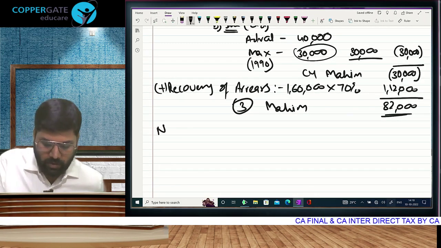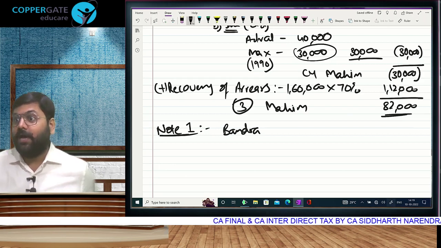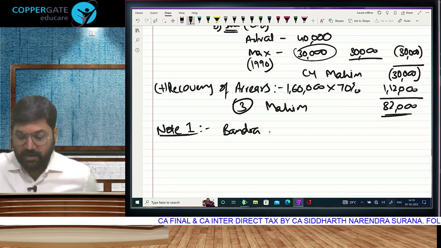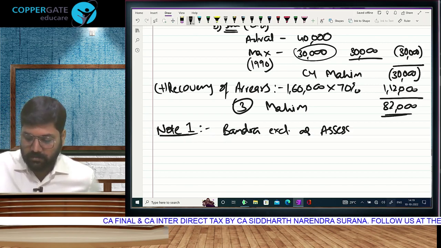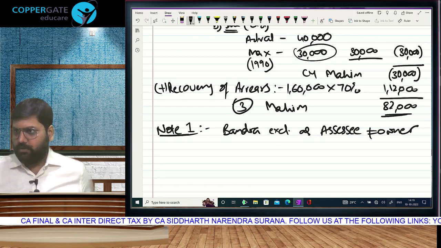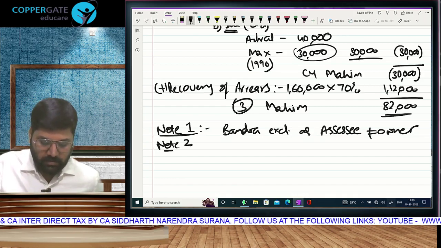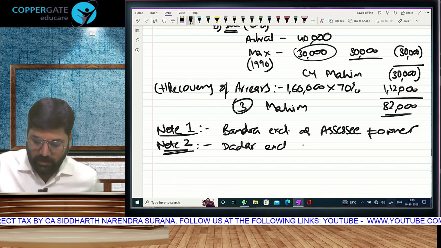Listen, note 1. Bandra will be excluded. The 5 columns are given, so why are you not taking 2 columns? You have to tell the paper checker. Bandra will be excluded. Why? As the assessee is not the owner, no longer, he was never the owner, not the owner. So the condition is not fulfilled. Likewise, Dadar excluded as it is.